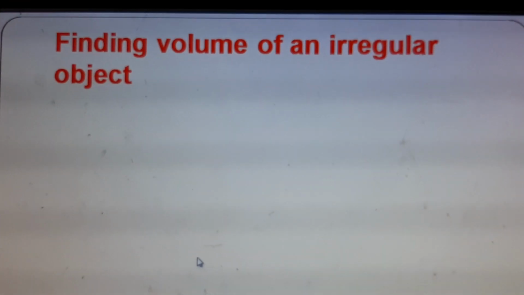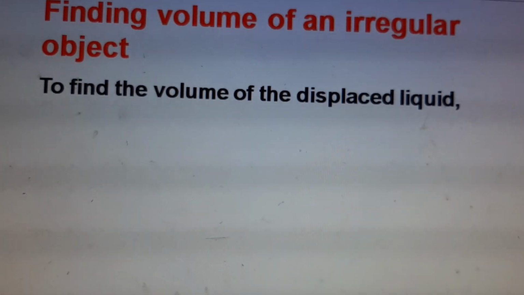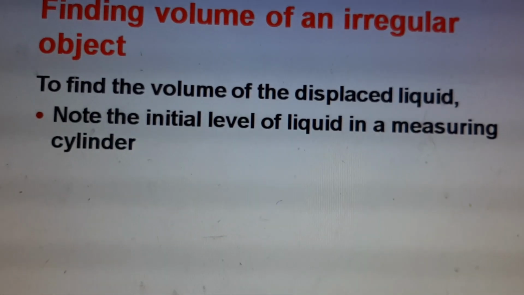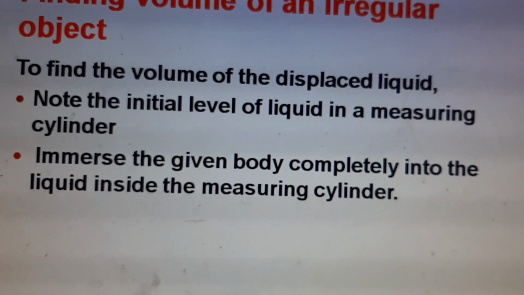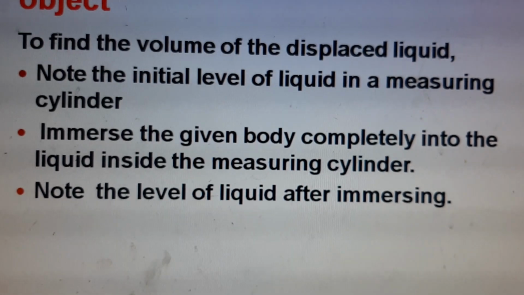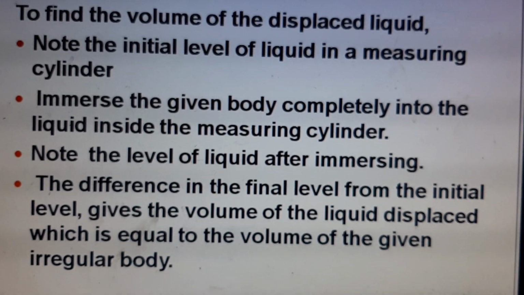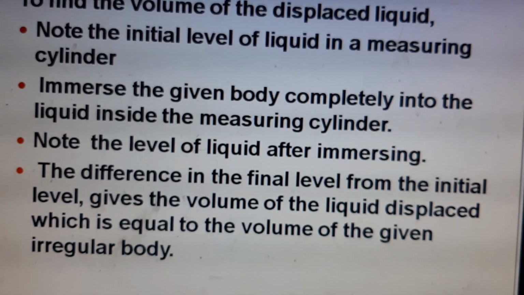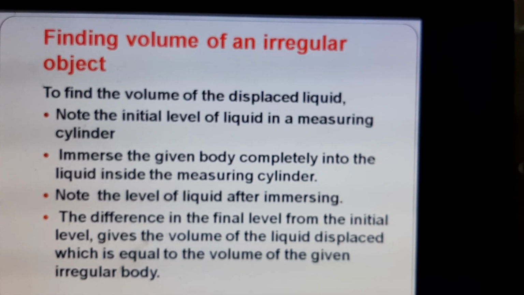So if we want to write out how we find the volume of an irregular object, what is the first point? To find the volume of the displaced liquid. We want to find how much volume of water is displaced. So note the initial level of liquid in the measuring cylinder. Then immerse the given body completely into the liquid inside the measuring cylinder. Then note the level of liquid after immersing, and the difference in the final level from the initial level will give the volume of the liquid displaced, which is equal to the volume of the given irregular body. So this is how we find the volume of an irregular object.